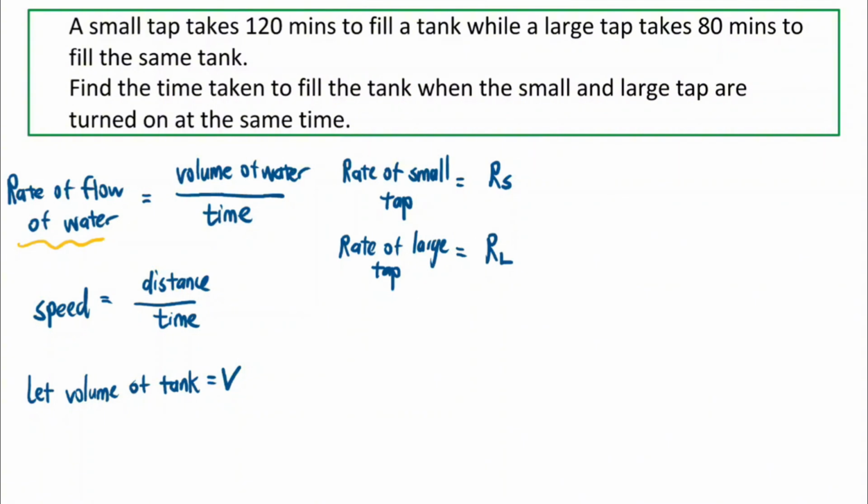So using the equation for rate of flow of water, we can write the rate of flow of water for the small tap equals the volume of water in the tank divided by the time taken. This equals V over 120, because the time taken to fill the tank using the small tap is 120 minutes, so I replace the time with 120. Similarly, for the large tap, RL equals V, the volume of the tank, divided by the time taken, which is 80 minutes. So I just write down 80.